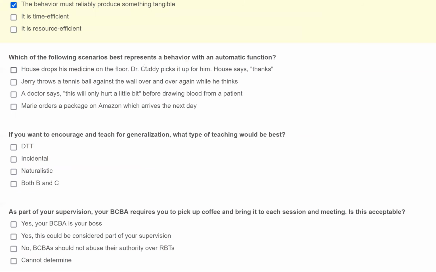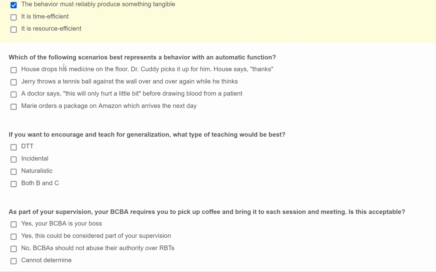Which of the following scenarios best represents a behavior with an automatic function? What are the functions of behavior? Escape, attention, tangible, automatic sensory. The function says, why is this behavior occurring? So if the question wants us to find a scenario with an automatic function, we're looking for a behavior that doesn't require somebody else. Automatic essentially means alone. Any other behavior that involves somebody else, another party, cannot be automatic. So that's our key on this question.